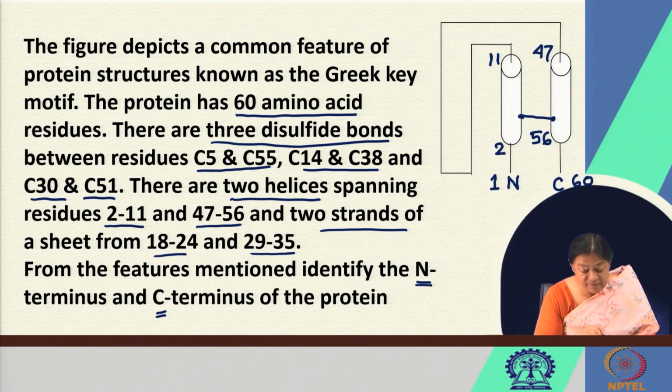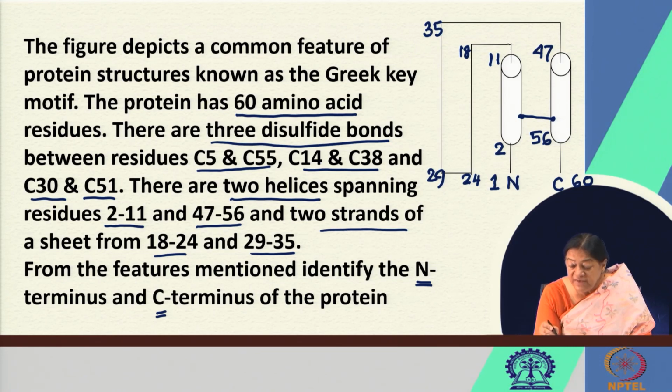Then we have our 2 strands from 18 to 24 and again from 29 to around 35. This is just a rough estimation. The next disulfide linkage we have is between 14 and 38. So, if this is 11, 14 is somewhere here and 38 can be somewhere here. So, this would be another disulfide linkage.